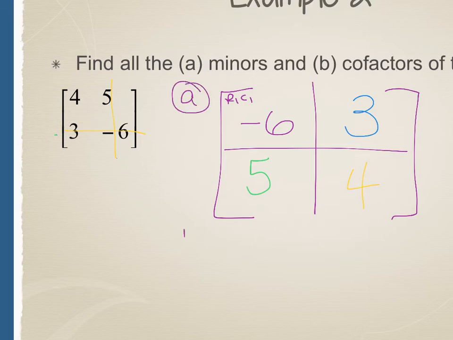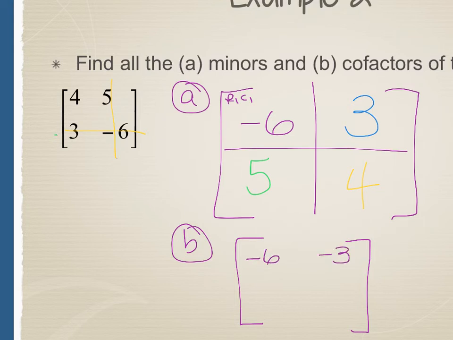This is A. And then B, all I have to do is change the signs on which 2? Three and 5. So -6 stays -6, 3 becomes a -3, 5 becomes a -5, and 4 becomes a +4, or stays a +4. 6 doesn't become positive? Nope, you don't change the signs on the top left, bottom right, just the top right, bottom left. When are you changing the signs? When you're finding the cofactor. Whereas the minor stays the same. Yep. There's always going to be one number for a 2 by 2.